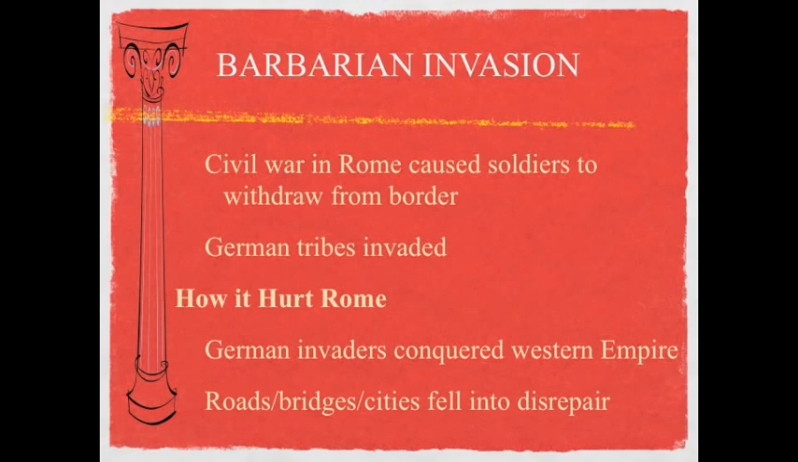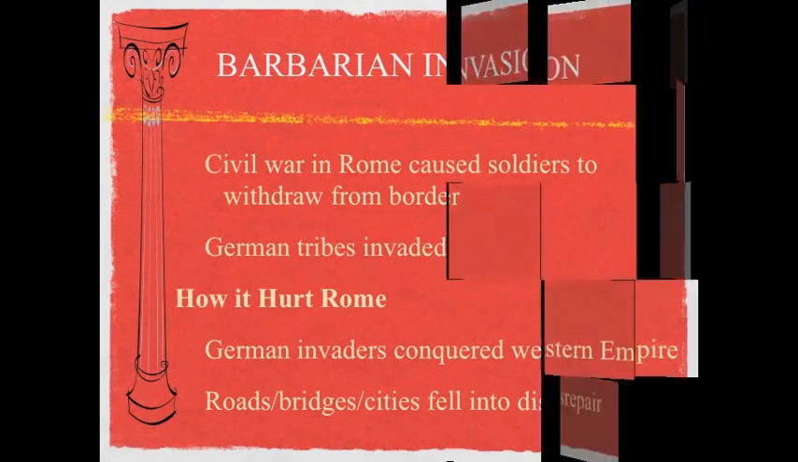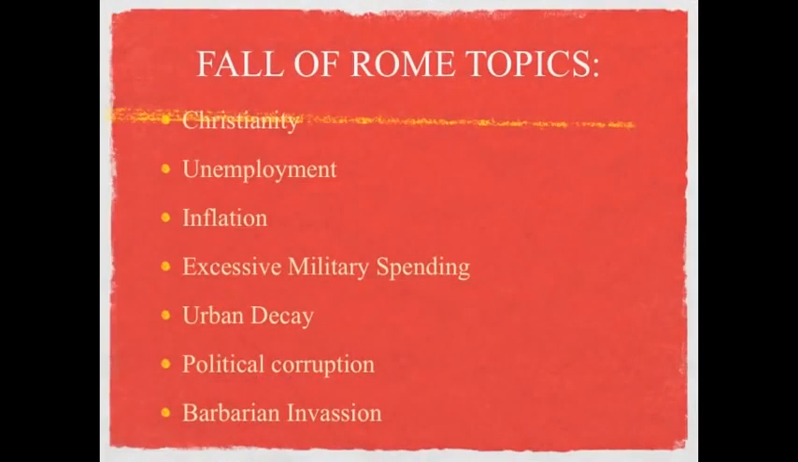Roads and bridges were left in disrepair, and many fields were left untilled. Pirates and bandits made travel unsafe. Cities declined, and trade and businesses began to disappear. This concludes our discussion of the fall of the Roman Empire. We talked about topics such as Christianity, unemployment, inflation, military spending, urban decay, political corruption, and barbarian invasion.